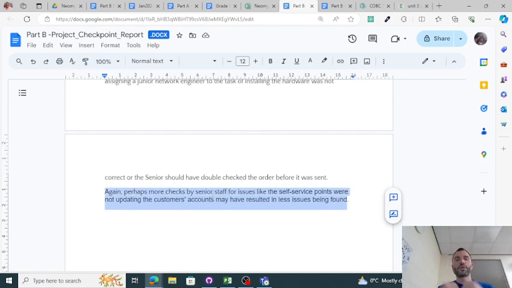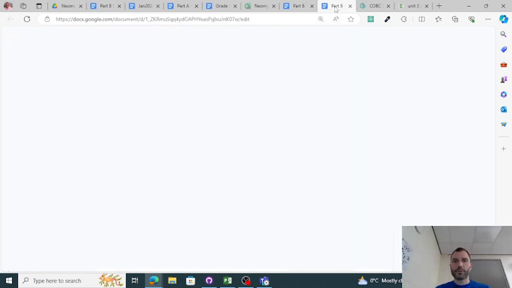Also, other things we could do: there were issues with the security software, self-service checkpoints. Maybe we should employ more rigorous testing standards, so code review each other's work, you know? So that was my checkpoint.